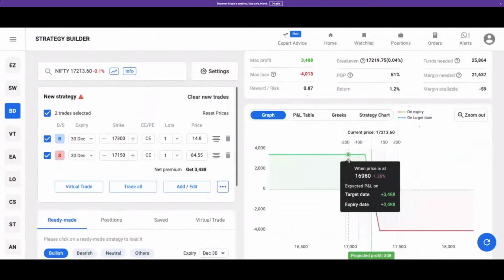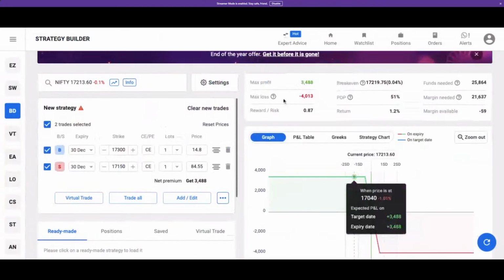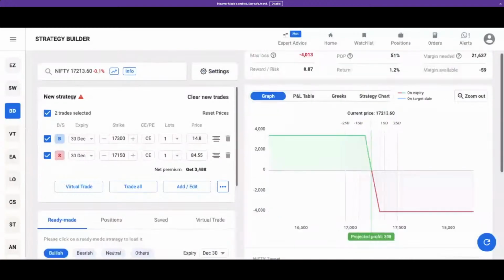Now the problem here is that some people do get scared when they look at what the max profit is compared to the max loss. So your max loss in this instance is usually higher. It depends on the strike prices, of course. And that is not really something you should be scared about, because it's just the loss you will make on the final day.